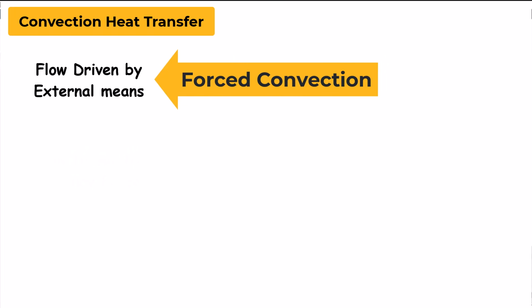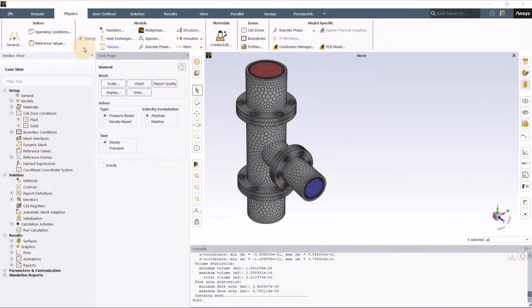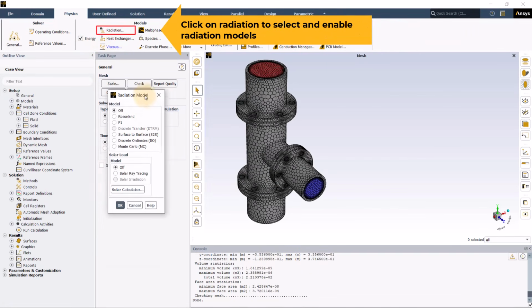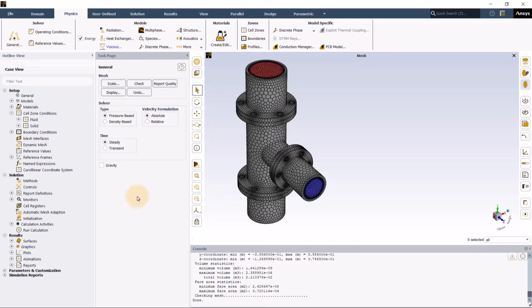In convection, the flow can be driven by external means, which is known as forced convection, or it can also be driven by buoyancy forces that result from density changes caused by the heating or cooling of a fluid. This is called natural convection. If radiation is important in your problem, you can click on Radiation and enable one of the radiation models. Additional details on radiation modeling will be discussed later.